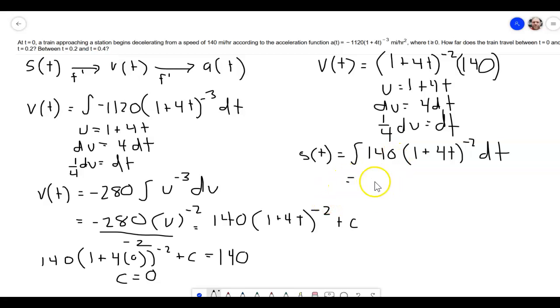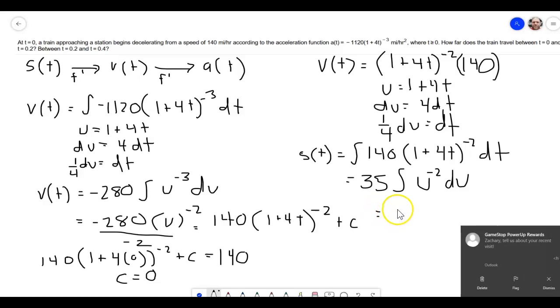Yep, so this should end up being 35. So I'm going to pull the 35 out front because that's 1/4 of 140, and I'm just left with u to the negative 2 du once I do my substitutions. So once again, for dt, I'm replacing that with 1/4 du, and for 1 plus 4t, I'm replacing that with u. Then I multiply the 1/4 times the 140, that gives me the 35, which I'm going to bring out front.